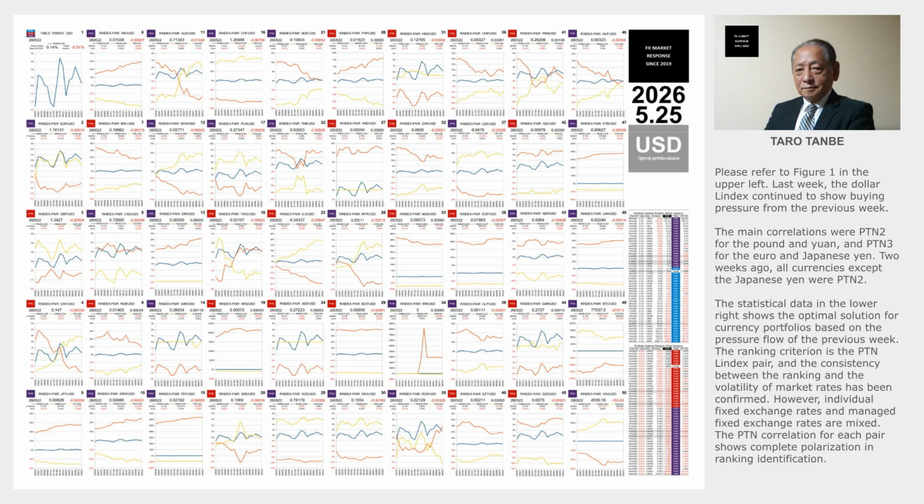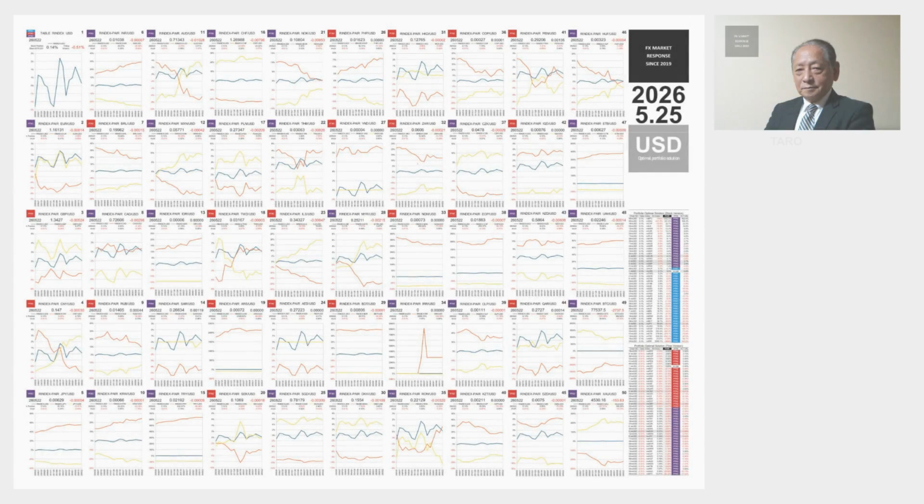The statistical data in the lower right shows the optimal solution for currency portfolios based on the pressure flow of the previous week. The ranking criterion is the PTN index pair, and the consistency between the ranking and the volatility of market rates has been confirmed. However, individual fixed exchange rates and managed fixed exchange rates are mixed. The PTN correlation for each pair shows complete polarization in ranking identification.